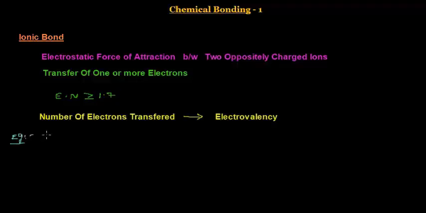Let us see how an ionic compound is formed with an example. Let us take an example of sodium chloride. In sodium chloride, you have two atoms involved. The one is sodium atom and the other one is the chlorine atom. Now let us take sodium. The sodium's atomic number is 11 and its electronic configuration is 2, 8, 1.